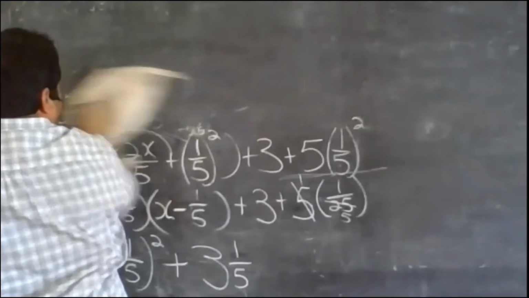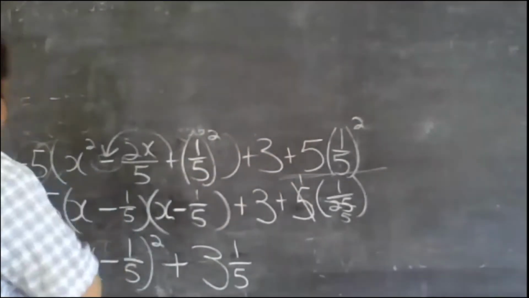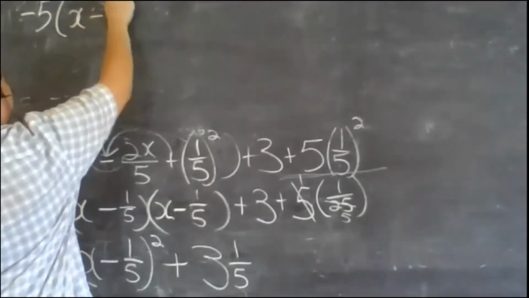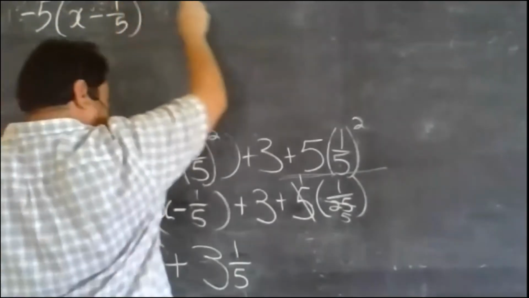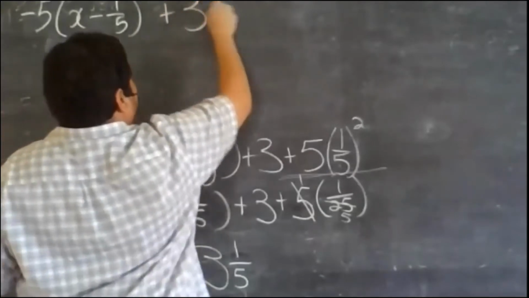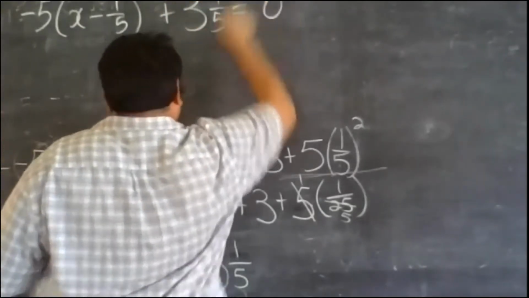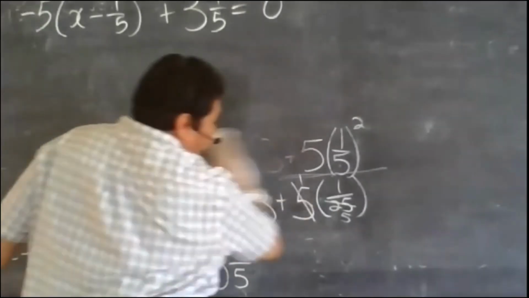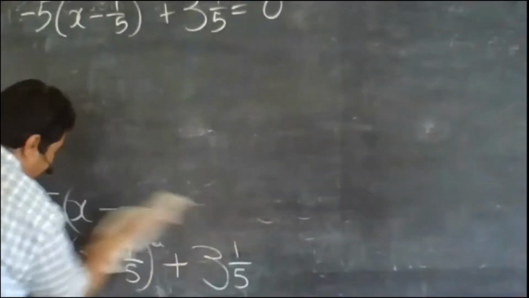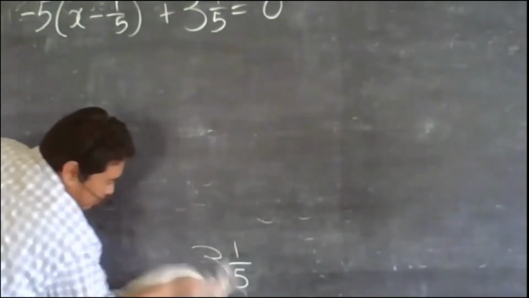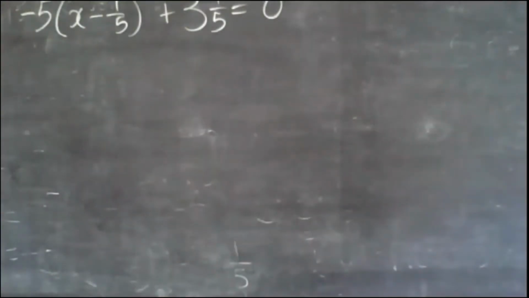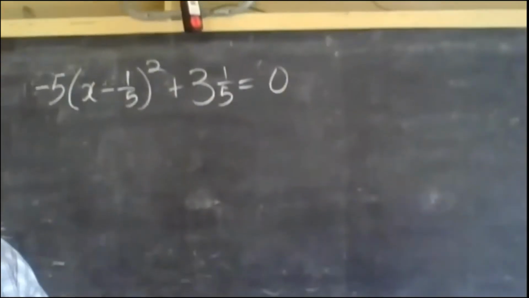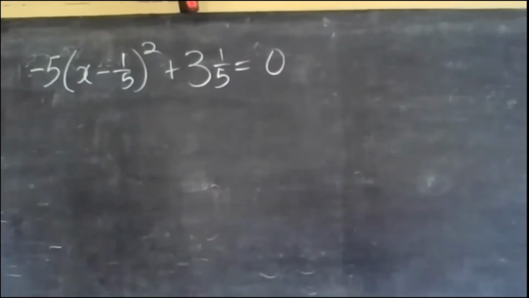So we see that -5(x - 1/5)² + 3 1/5 = 0. Right? So what we want to find is the value of x. What is the value of x? That is what we want. It is the number that x represents.